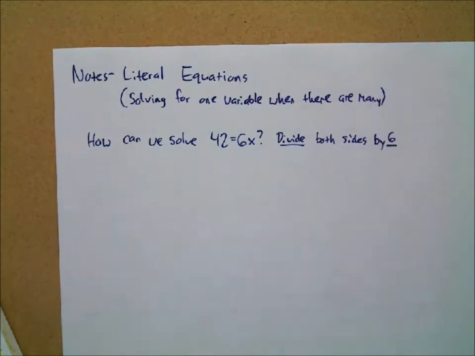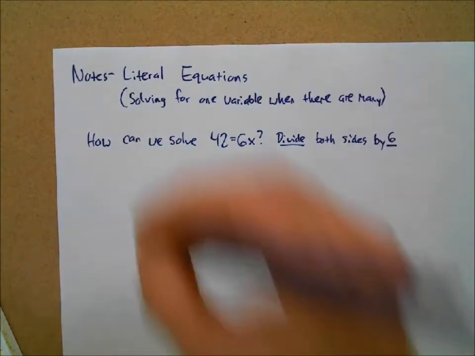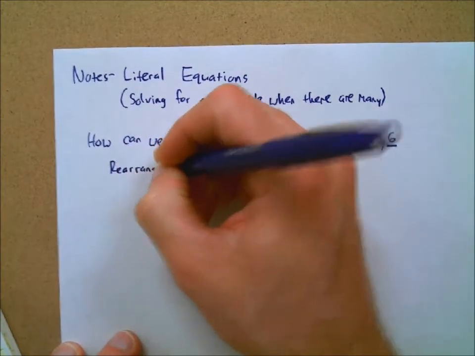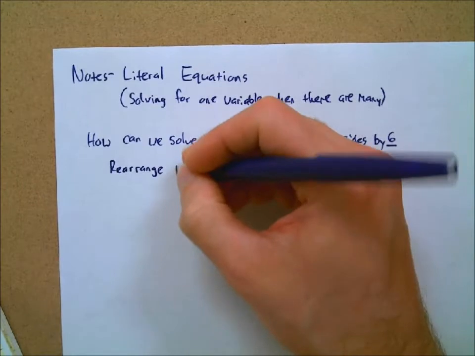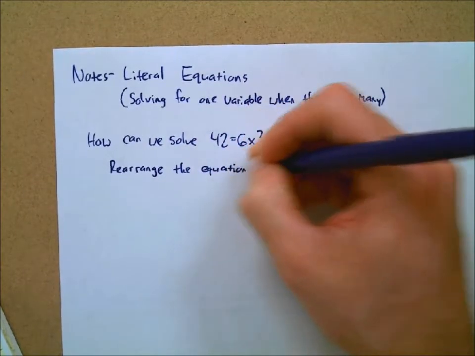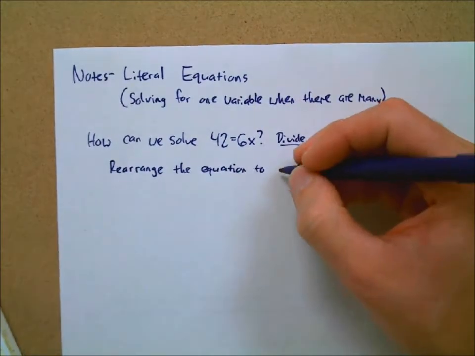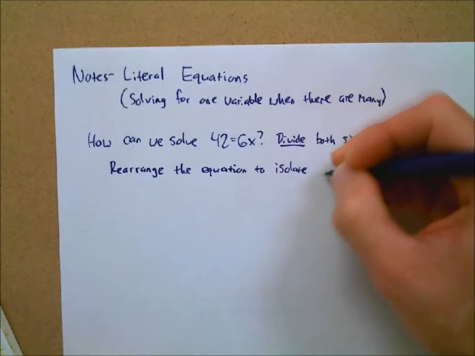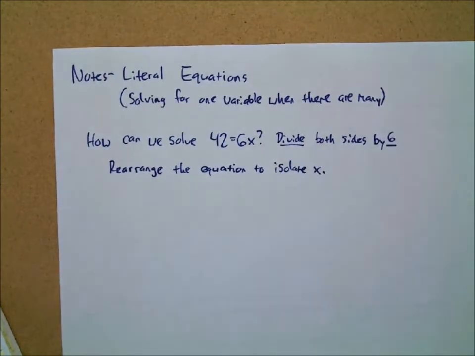Okay? Right. So in other words, we rearrange the equation to get x by itself, or another word we can use is to isolate x, right? To put something by itself.